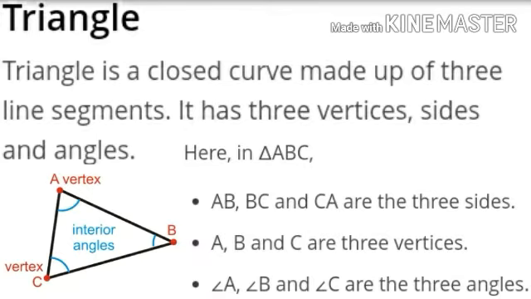Today I am going to revise chapter 6, triangles and its properties. A triangle is a closed curve made up of three line segments. It has three vertices, sides and angles. AB, BC and CA are the three sides. A, B and C are three vertices and angle A, angle B and angle C are the three angles.